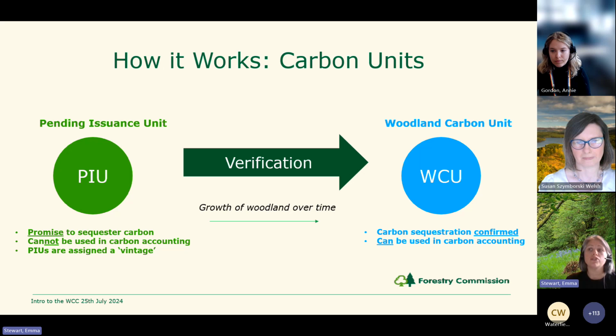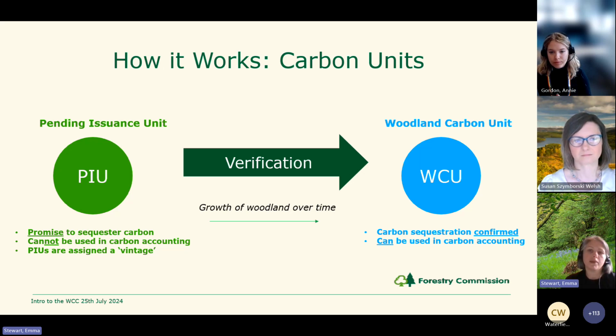So how do you sell that carbon? Now in the Woodland Carbon Code, the saleable goods are called units, and there are two types of unit. We have pending issuance units, or PIUs, and woodland carbon units, or WCUs. And 1 unit is equal to 1 tonne of carbon. Now, as we've just seen, we calculate how many tonnes of carbon are expected to be sequestered at the beginning of a project, and so that tells us how many PIUs we have.